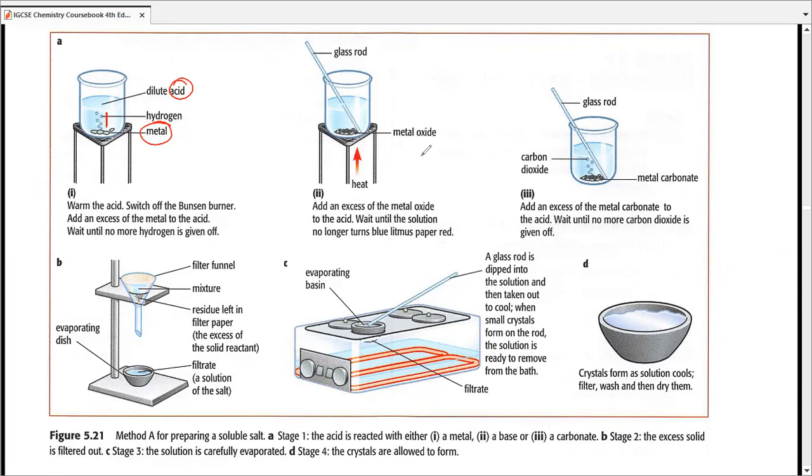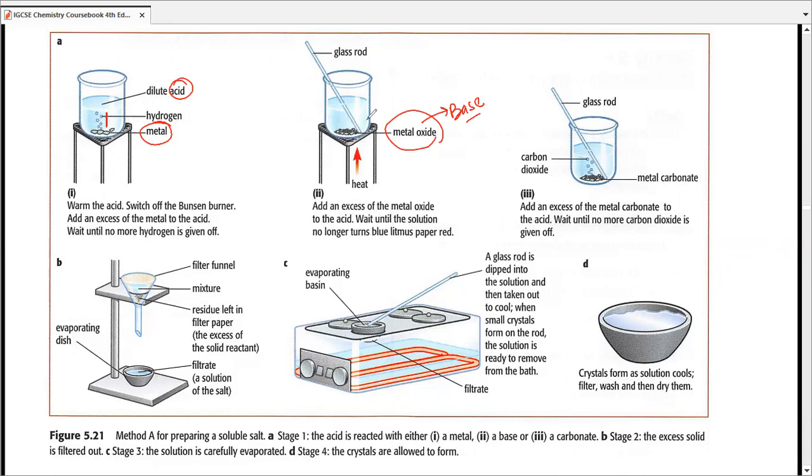In the second part, if we are handling the metal oxide, now metal oxide here specifically represents what I was calling a base earlier. Usually, all metal oxides, most of the metal oxides, not all, most of the metal oxides are bases. So add an excess of metal oxide to the acid and wait until the solution is no longer acidic. We can always test it with a blue litmus paper. If it does not turn red, it means that all of the acid has reacted.